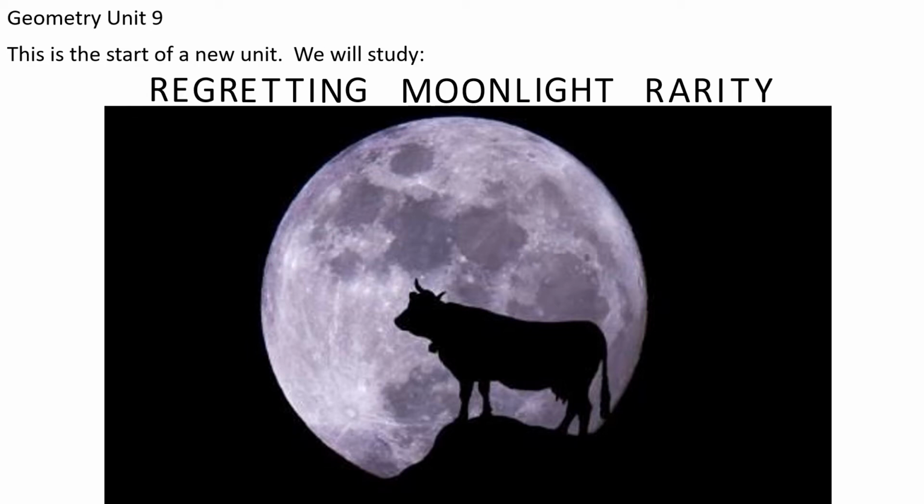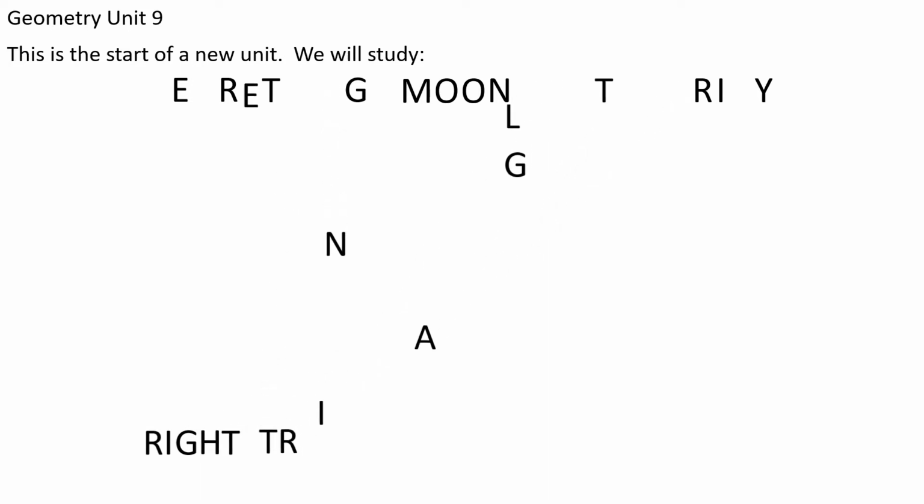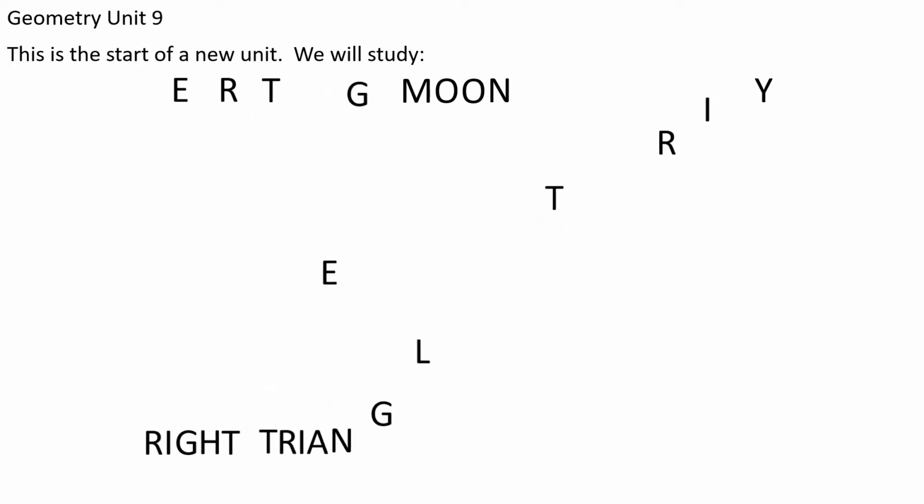Okay, so geometry, we are starting a new unit, and we're going to study regretting moonlight rarity, because that is a rarity when you see the silhouette of a cow in front of a full moon, and we would regret not seeing that rarity in, wait a minute. Oh, we're studying something a little bit different.